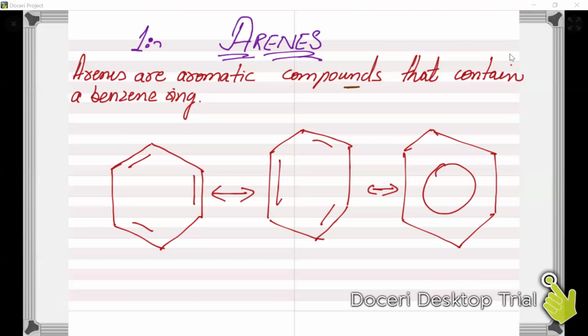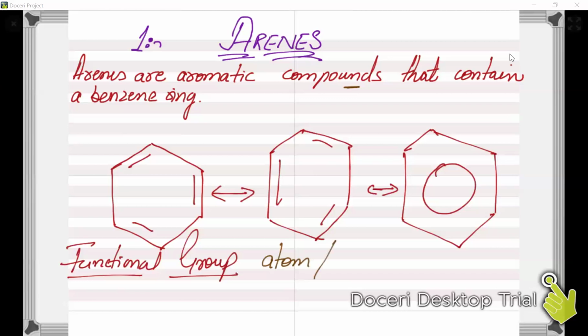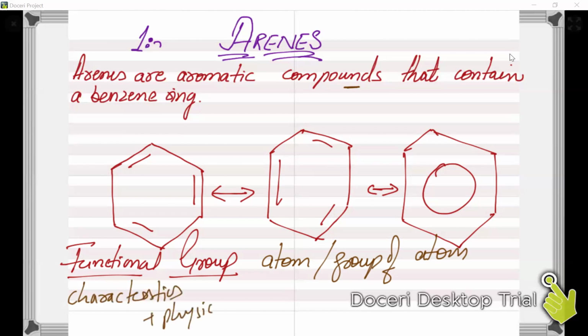Again, I'm telling you that organic compounds differentiate from each other on the basis of one thing, and that one thing is called the functional group. And what is this functional group? It can be an atom, or a group of atoms in an organic molecule that will tell you the characteristics and the physical properties of the compound. I should write it over here as well. That tells you the characteristics plus the physical properties.